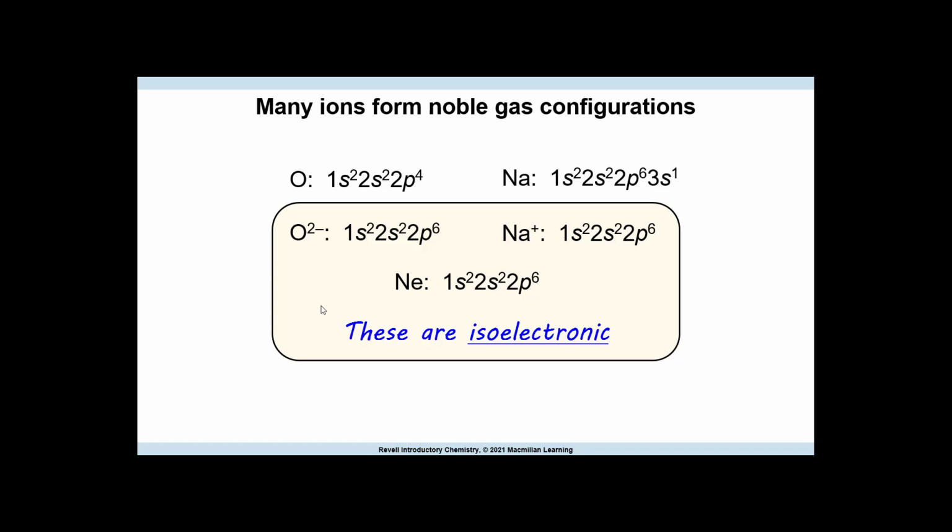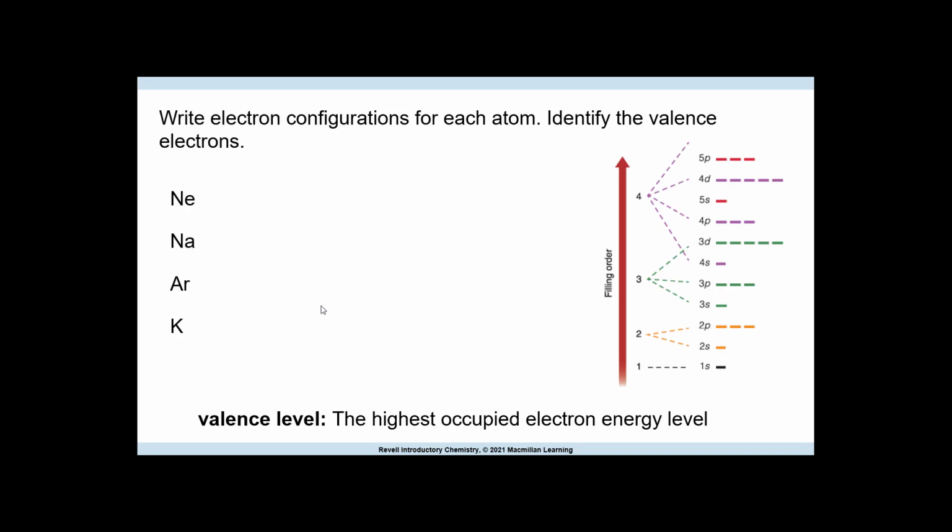Gaining, losing, and sharing electrons is very central to chemistry and how we understand how reactions go. So this is never going to go away. From this point on, we're always going to have to deal with electrons being gained, lost, or shared.